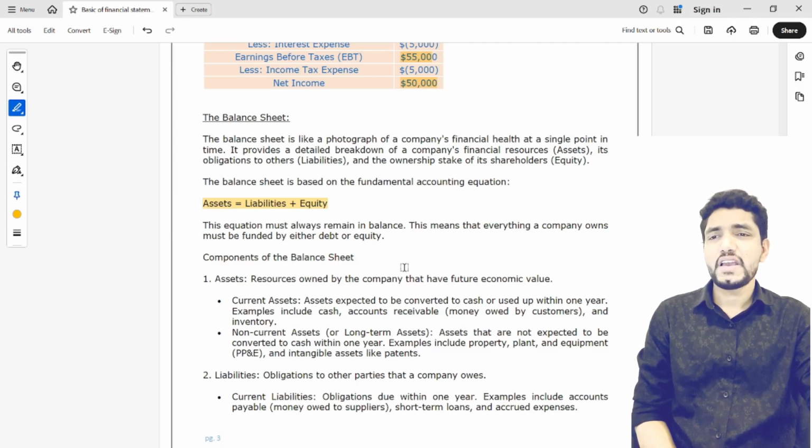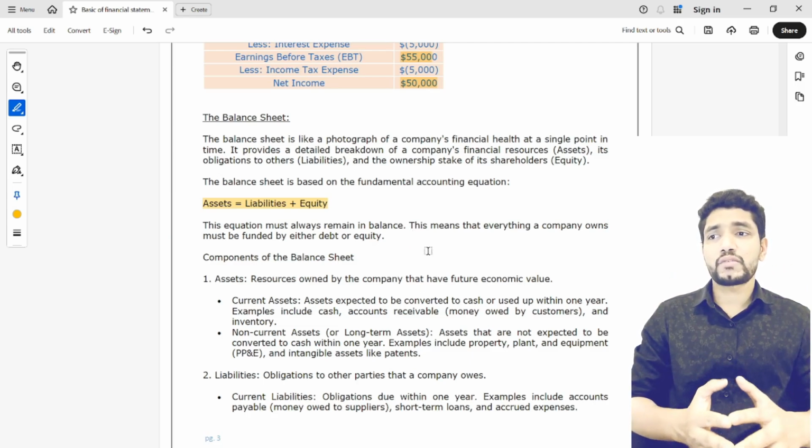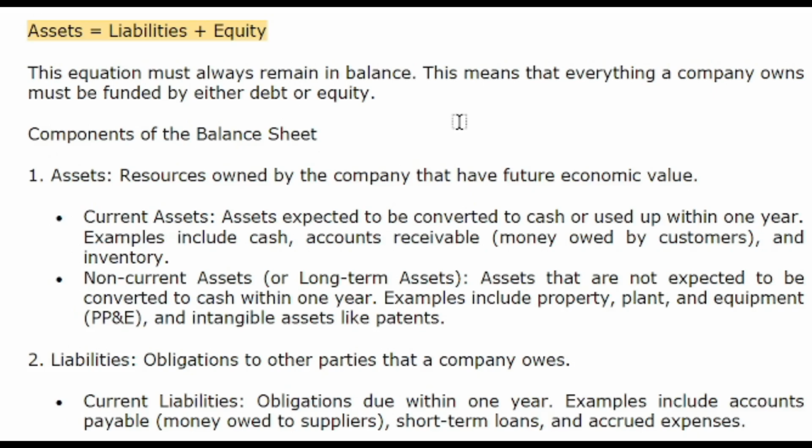This means everything a company owns must be funded by either debt or equity, which means if a company has an asset, it should be funded by either debt or equity. We'll go to the components of the balance sheet.